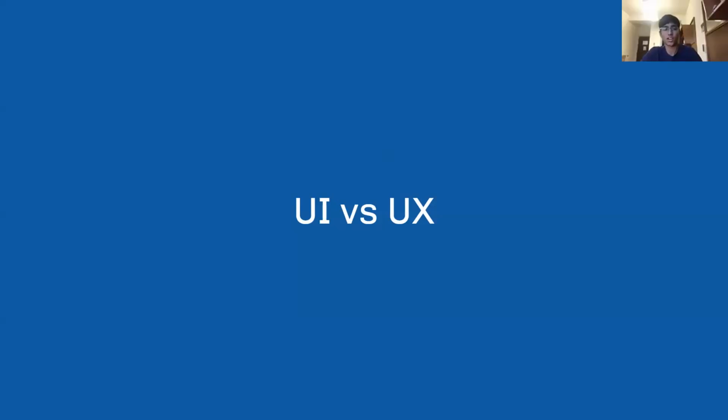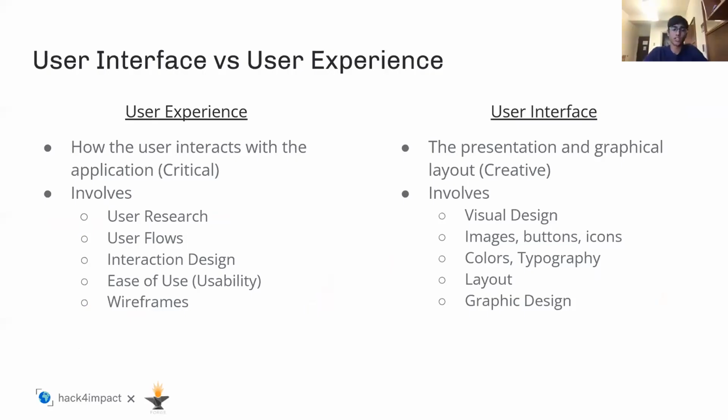Okay, so first we'll be talking about UI versus UX. User experience is about how the user interacts with the product. In this case, we're going to be talking about an application. This involves things like user research, because it is important to create personas and establish the target audience and also understand the pain points and goals of a user so that designs can be created appropriately. So this involves things like designing, usability, user flows, user research, interaction design, and wireframes.